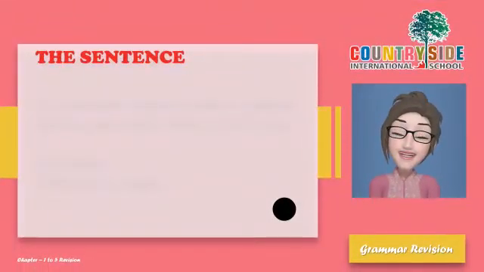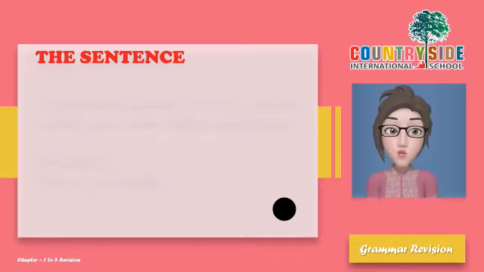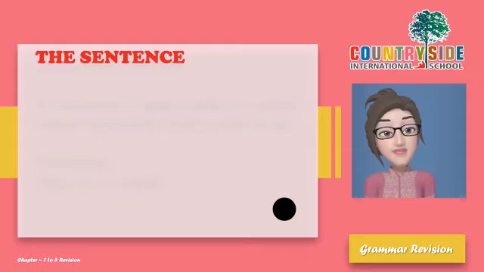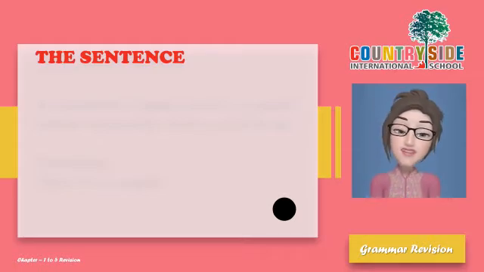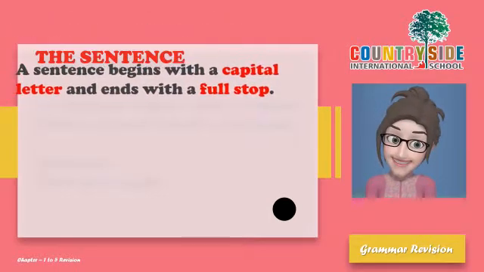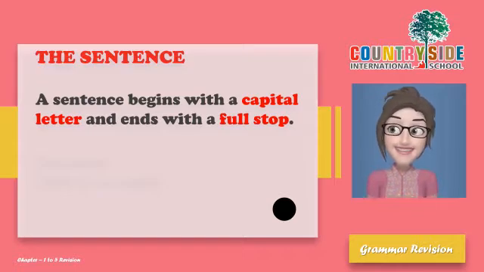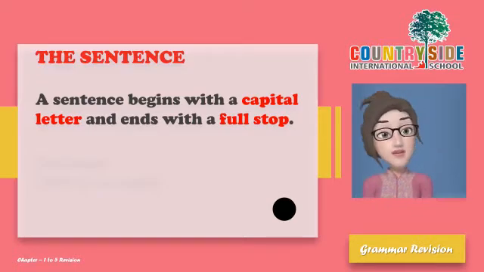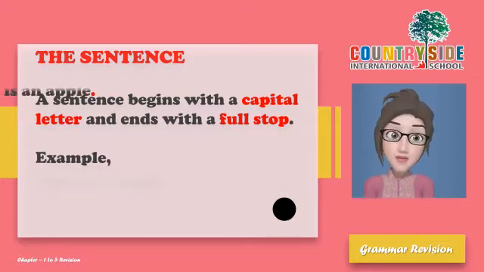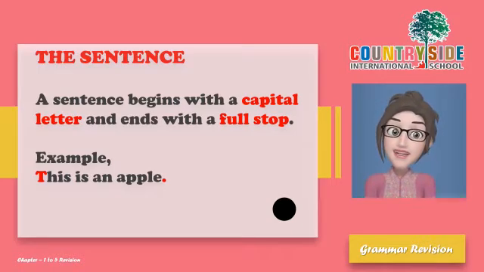So children, let's start with our first chapter. We studied about the sentence in the first chapter. What are the rules which we studied? Yes, a sentence begins with a capital letter and ends with a full stop. See the example here? This is an apple. T is capital here and at the end there is a full stop.